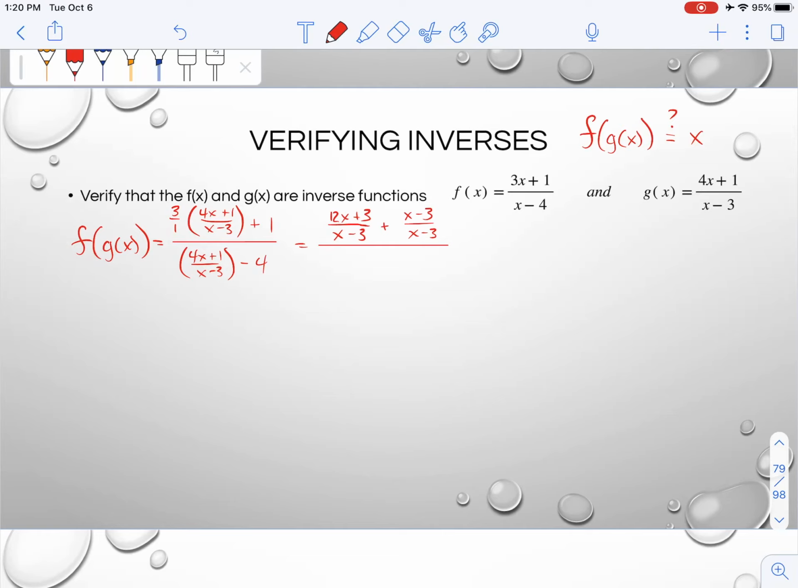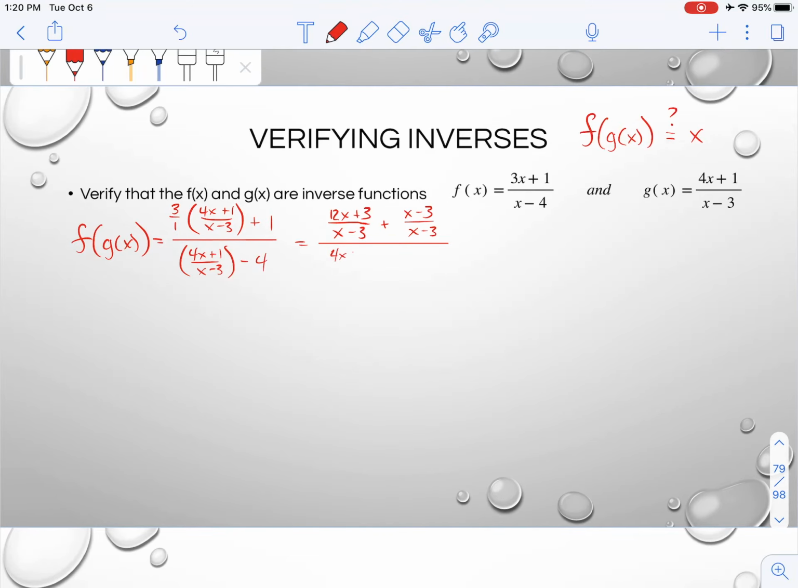Now, my denominator, there's nothing I can simplify there, so I have a 4x plus 1 over x minus 3. But again, I want a common denominator, so I'm going to multiply by x minus 3 over x minus 3 times that negative 4. And I'm going to have 4x minus 12 over x minus 3. I want to rewrite as single fractions in both numerator and denominator. I want to simplify here.